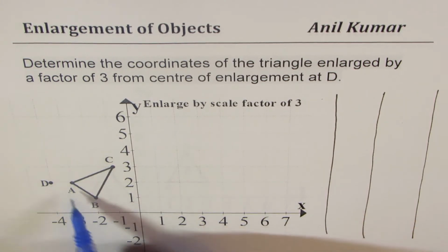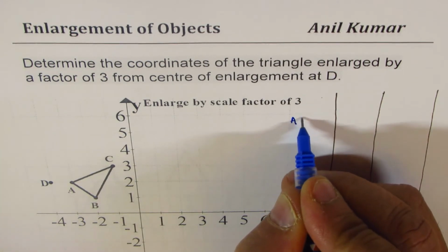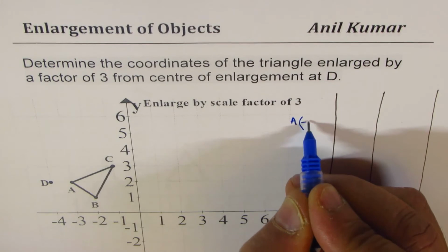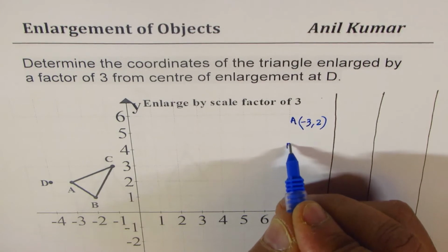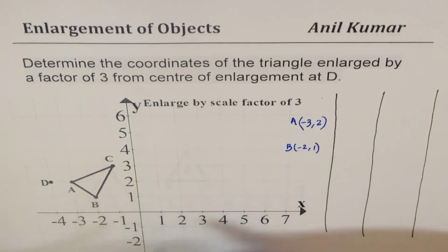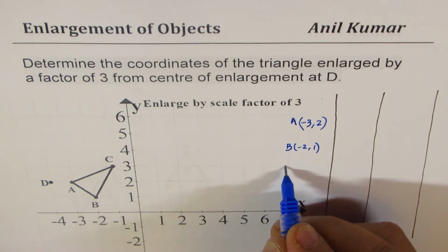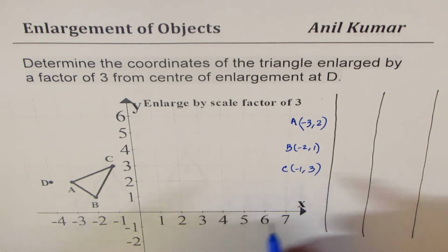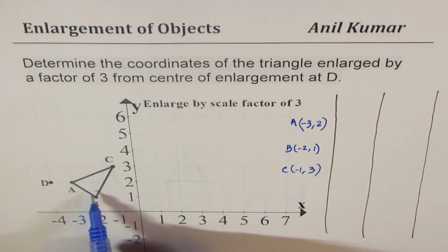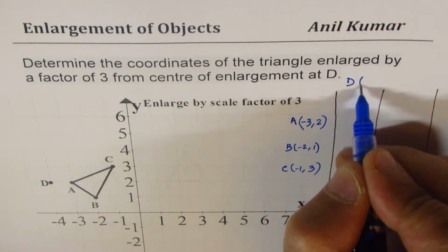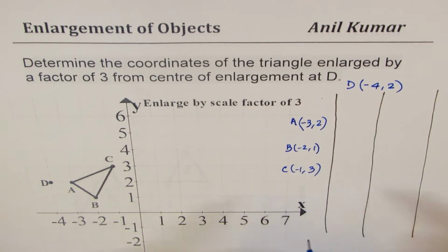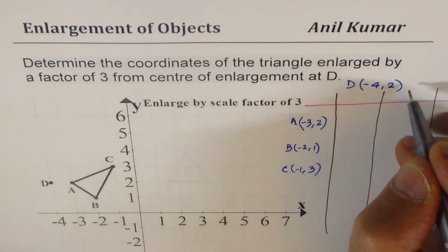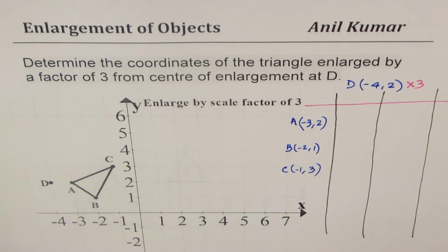So first, let's write down the coordinate points. Point A for us is minus 3, 2. These are xy points. B is minus 2, 1. And C is minus 1, 3. Point D, which we are talking about, is at minus 4, 2. Perfect. Now, in this particular case, we are also multiplying by 3, which is the scale factor.